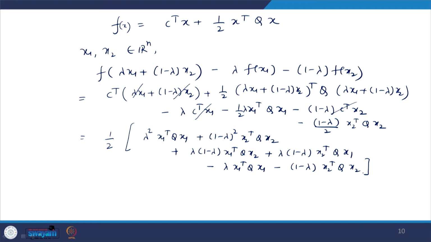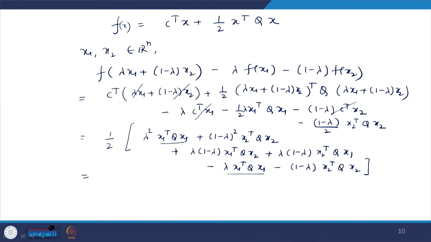Anyhow, we have to show that this is less than or equal to 0 in order to show that this function is a convex function. And we have to use that Q is a symmetric positive semi-definite matrix; this we have to use. So, now let us see.